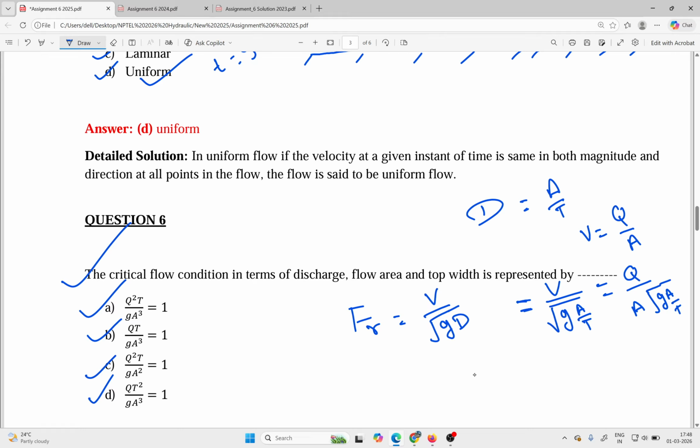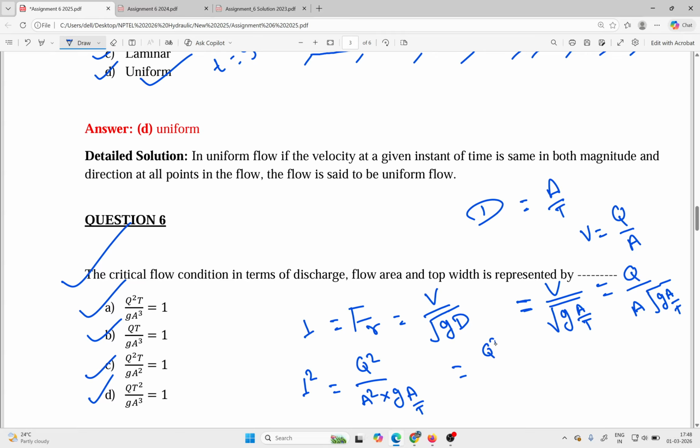Now for critical conditions, you have to match your result. For critical condition, your Fr is equal to 1. Whether this is matching or not matching, what you will do is square root both sides. So 1 square is equal to the whole square of this, so Q square divided by A square into gA by T. Now I think your answer will match.